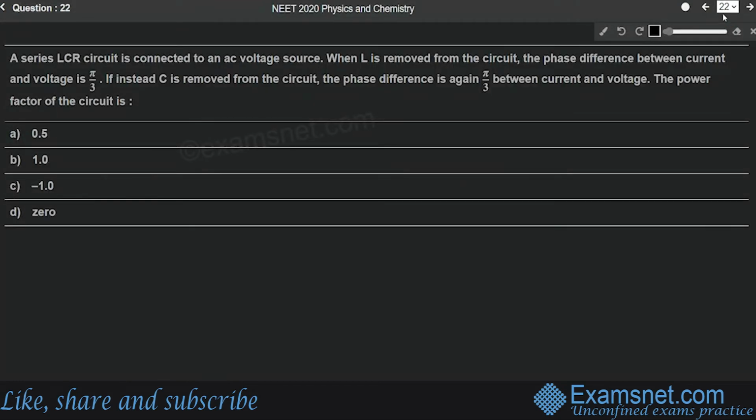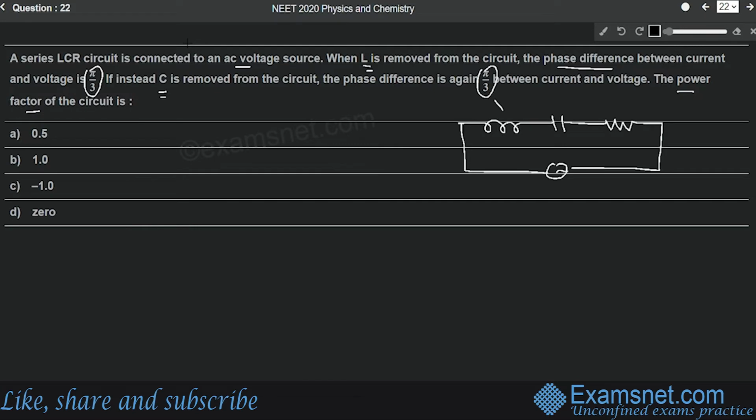Question number 22 is from the chapter Alternating Current, and the question is, a series LCR circuit is connected to an AC voltage source. When L is removed from the circuit, the phase difference between the current and voltage is pi by 3. Now if instead C is removed from the circuit, then the phase difference is again pi by 3 between current and voltage. So the power factor of the circuit is, okay, so let's draw the circuit first. We have an inductor, then we have a capacitor, and then we have a resistor, right? This is the power source. Here we will have XL, that means inductive reactance. Here we will have XC, that means capacitive reactance, and here we will have resistance.